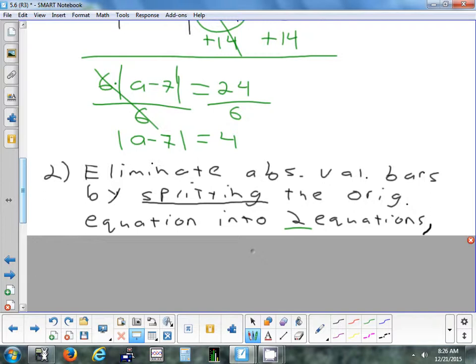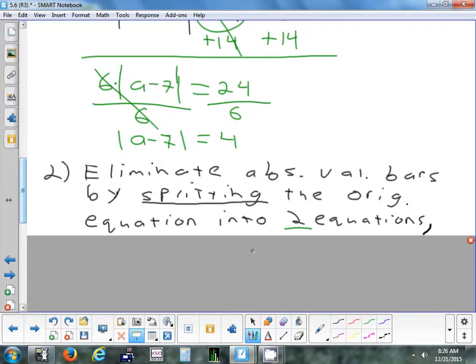We're going to take our original problem and split it into 2. That's how you get rid of the bars. Take the original problem and split it into 2. But you can't split it until you've done step 1.